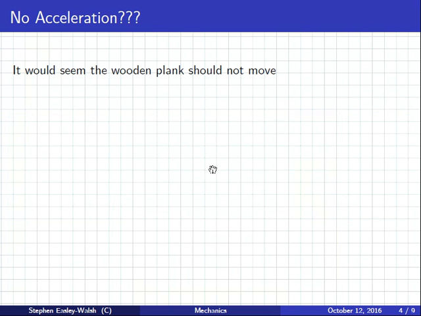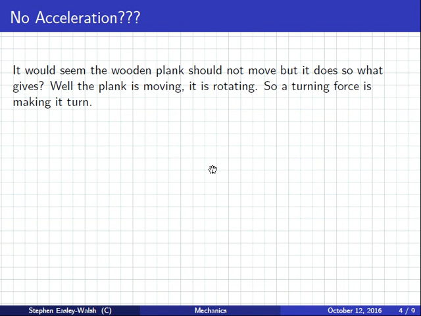It would seem the wooden plank should not move, but it does. So what gives? While the plank is moving, it's rotating. So a turning force is making it turn. If it's not turning, then we say it's in equilibrium. Okay, so this word equilibrium means it's not moving up, it's not moving down, not moving left, not... No, that's not true. Let me say that again. Equilibrium means it's not accelerating up, it's not accelerating down, it's not accelerating left, and it's not accelerating right, and it's not rotating. Everything is balanced. That's what the word equilibrium means. Now, that's an important word, so I do want you to write that down at least, equilibrium.